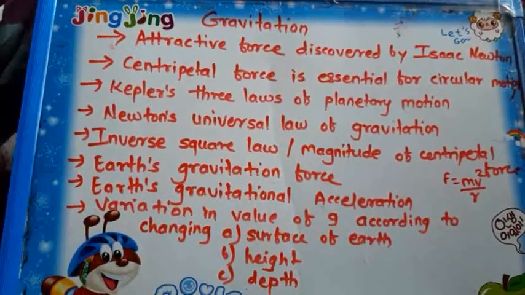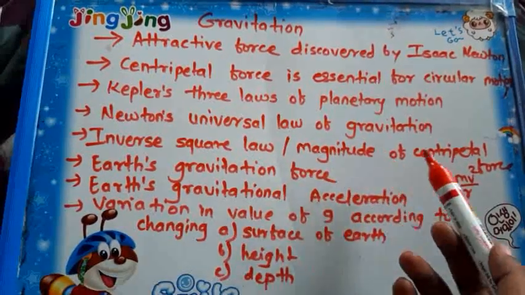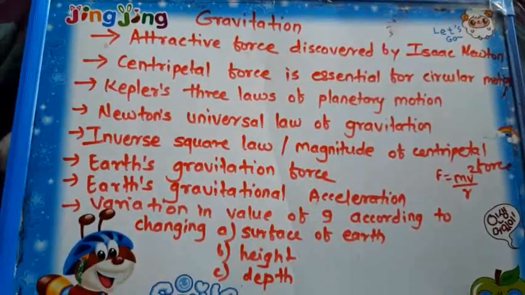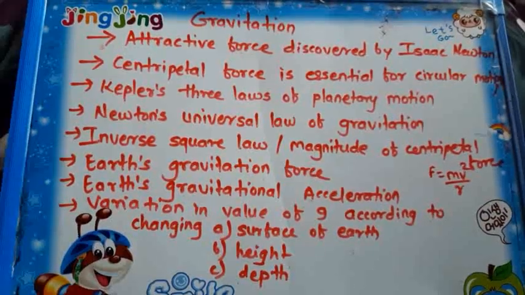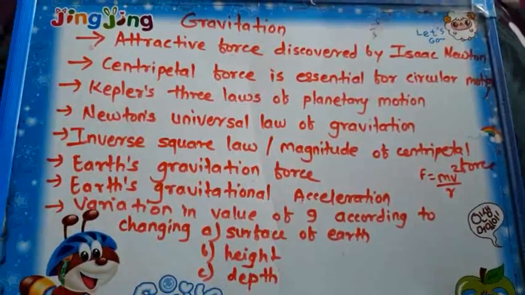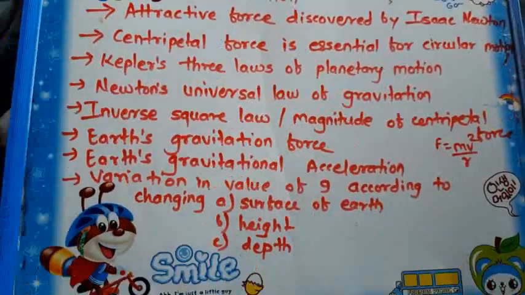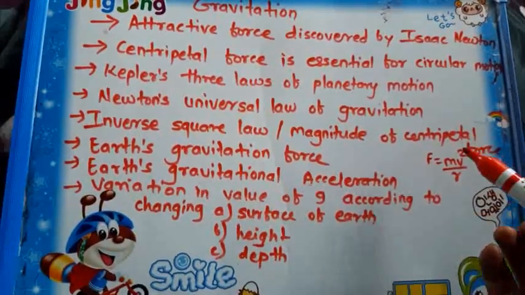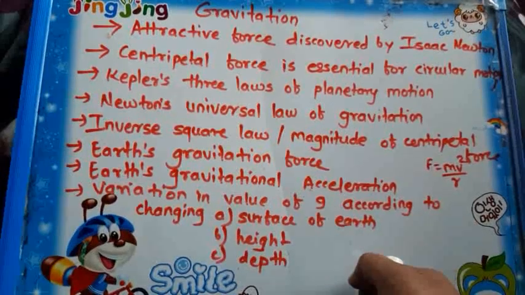Next point we have learned was the inverse square law or magnitude of centripetal force. By taking the help of Kepler's third law, Newton proved the inverse square dependence of the distance between two objects. And the magnitude of centripetal force is given by F is equal to mv square by r.